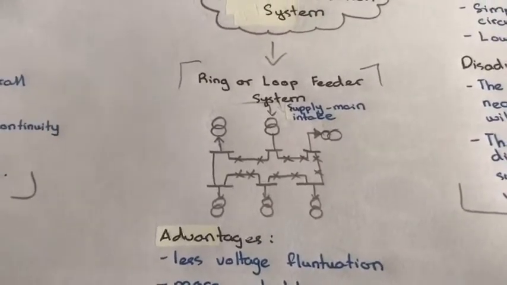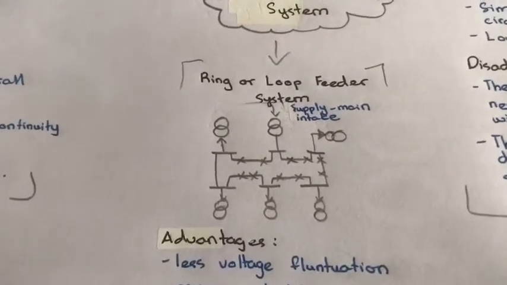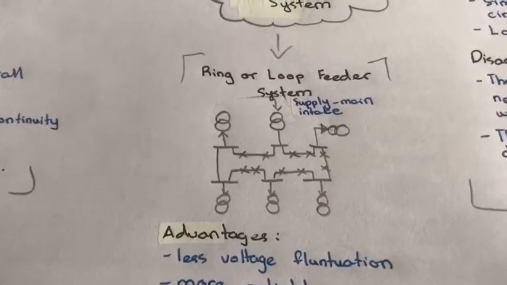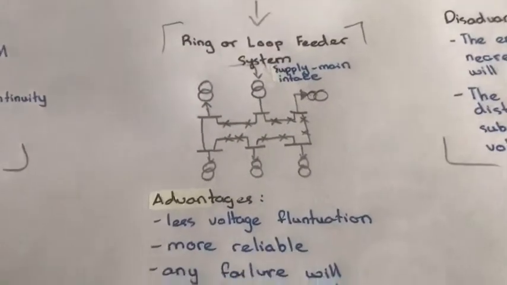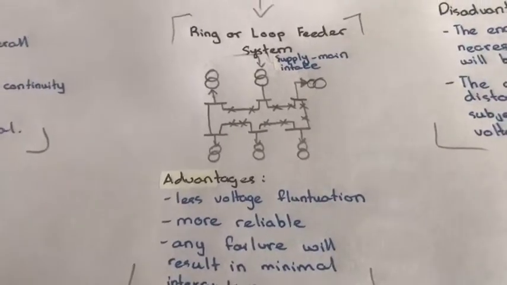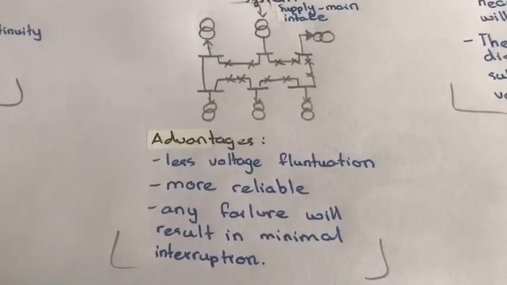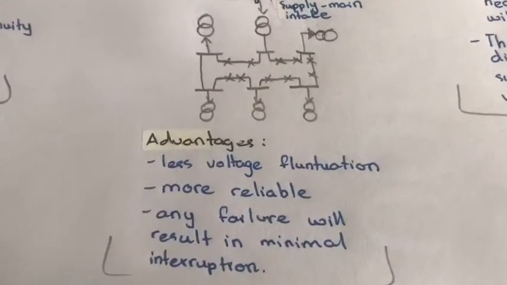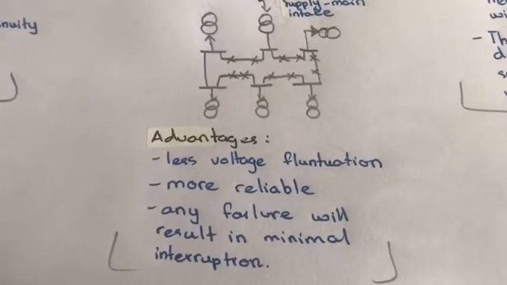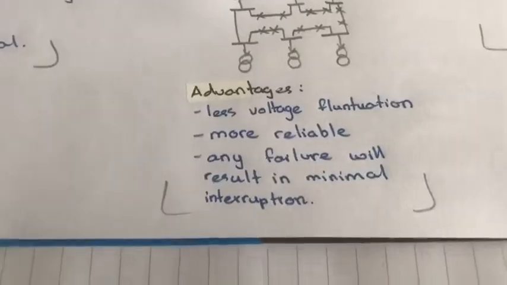Power usually flows out from both sides towards the middle, and in all cases can take only one of two routes. Voltage drop, sizing and protection engineering are only slightly more complicated than for the radial system. For the advantages, firstly, there is less voltage fluctuation at consumer terminals. Second, the system is more reliable because each distributor is fed by two feeders. And lastly, with carefully planned design, any failures will result in minimal interruption to the consumer.